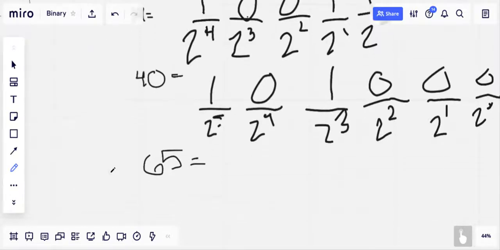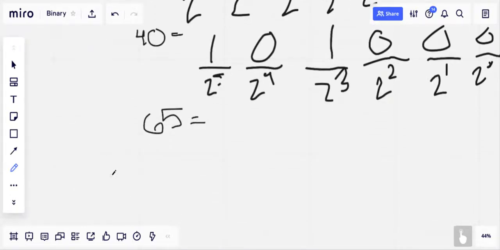Okay, now let's go to 65. Let's go down our powers and see which one is closest without going over. 2 to the power 0 is 1, 2 to the power 1 is 2, 2 to the power 2 is 4, 2 to the power 3 is 8, 2 to the power 4 is 16, 2 to the power 5 is 32, and 2 to the power 6 is 64. So 2 to the power 6 is our closest one.